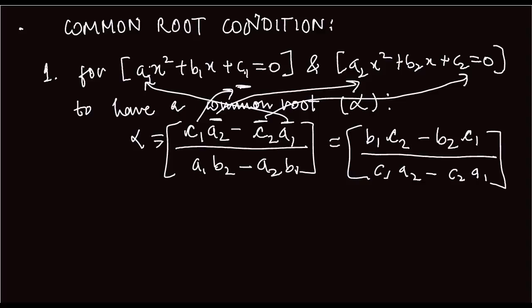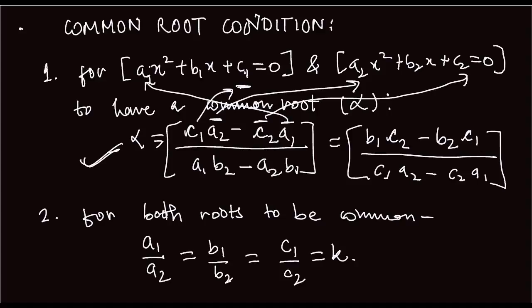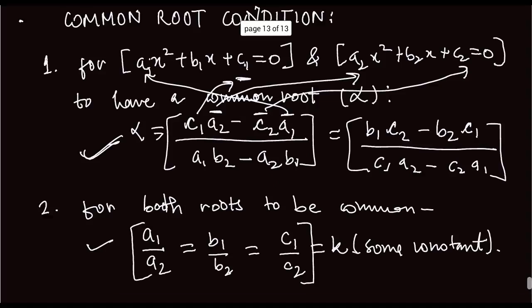Then the next point is, for both roots to be common, the second condition is a1 upon a2 equals b1 upon b2 equals c1 upon c2 equals K, some constant K. So this condition must be satisfied, that the ratios of the respective coefficients of x square, x and the constant term are equal to some constant. Okay, let's move on to the next point.